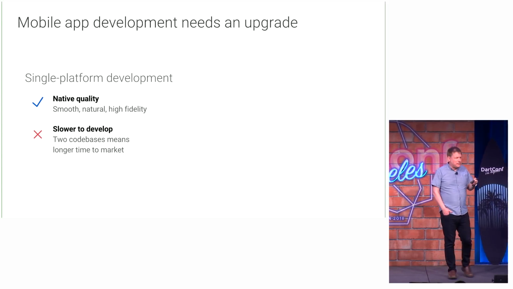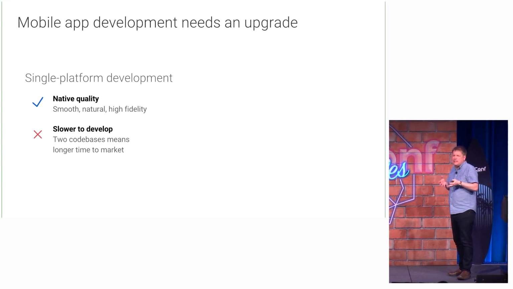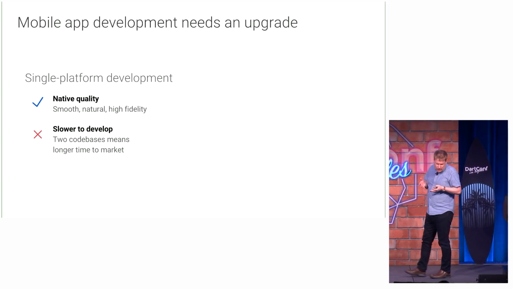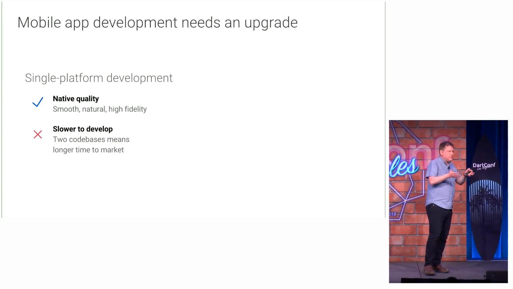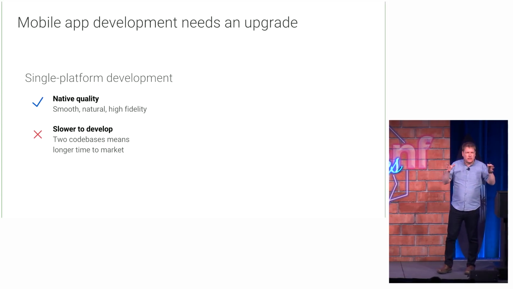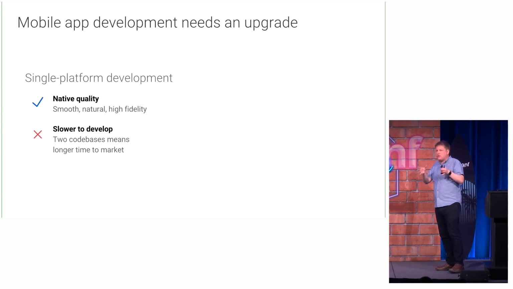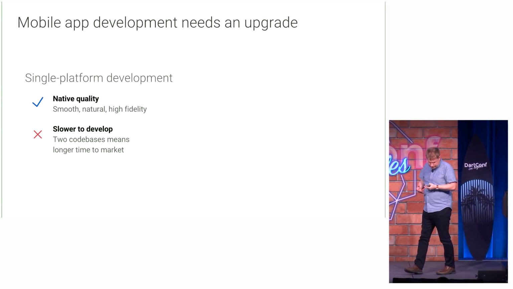And that has many benefits. Of course, you can build something that is really native to the underlying platform. But there's also a downside. You have to have two separate code bases. Sometimes teams have literally two separate teams that struggle to connect together and talk together and share designs, et cetera.